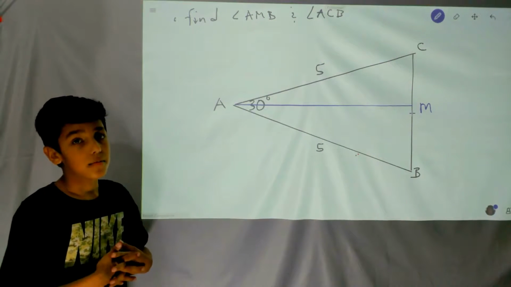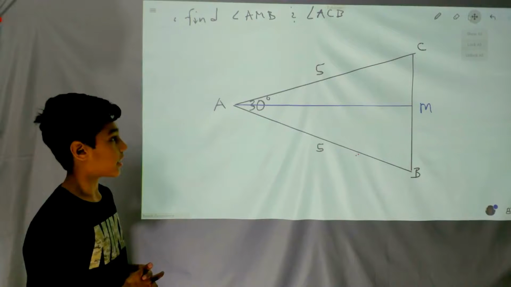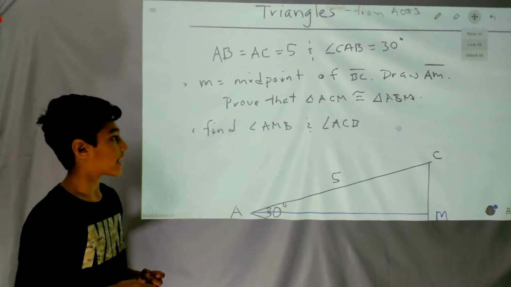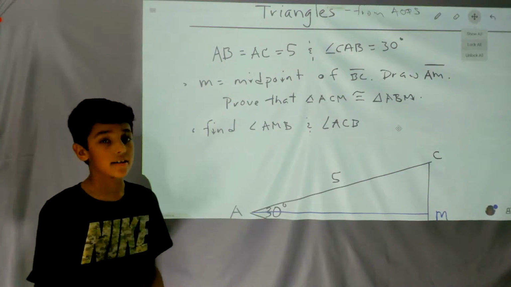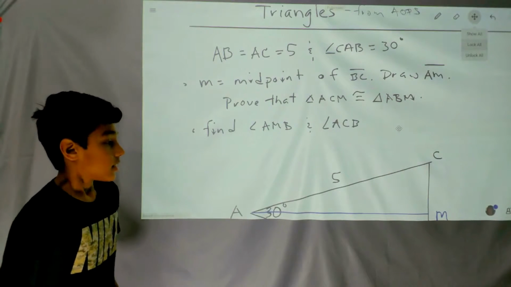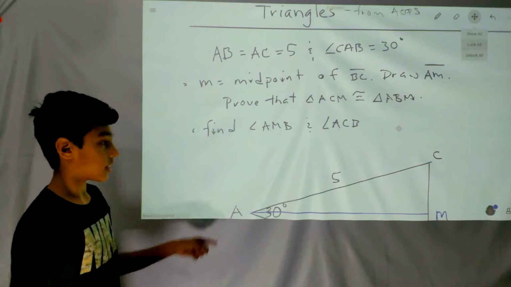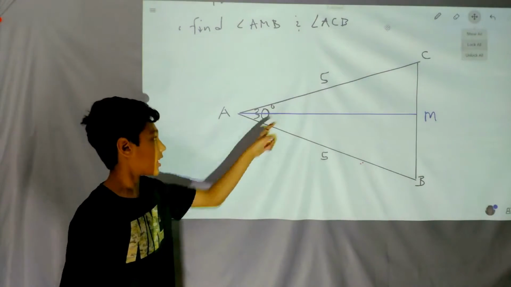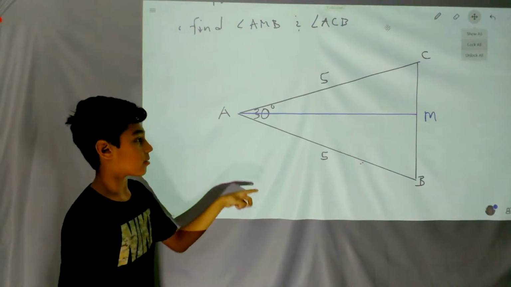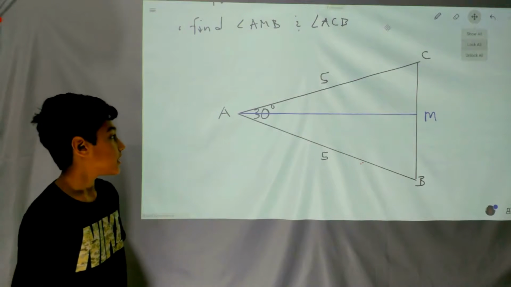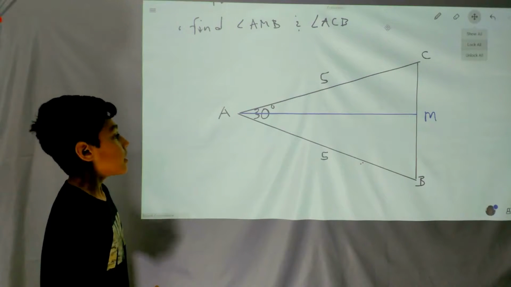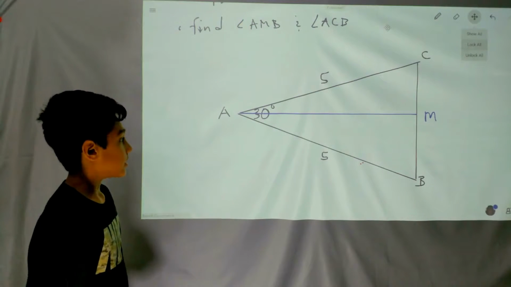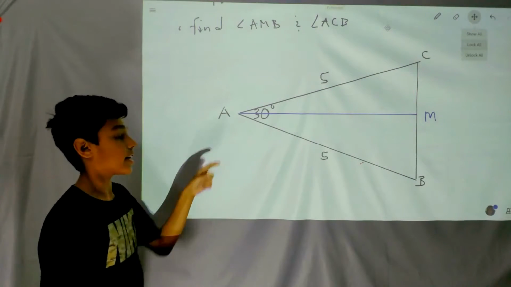Now let's go back to the problem, and we're asked to prove that triangle ACM is congruent to triangle ABM. So let's go down to the triangle, and we see that these two triangles are ACM right here on the top and ABM on the bottom. So let's get started. We know that AB equals AC, and we also know that AM is equal to itself.